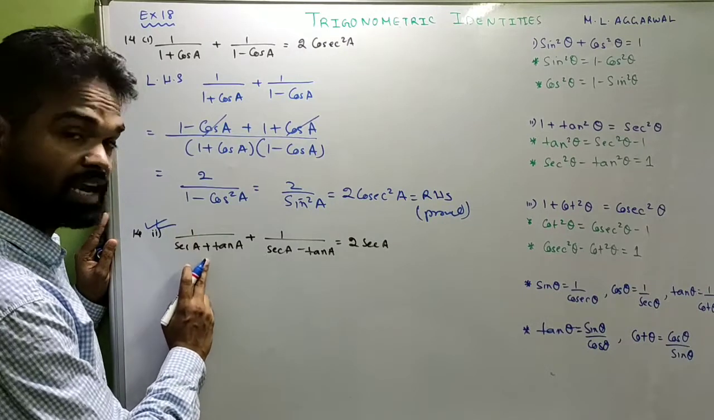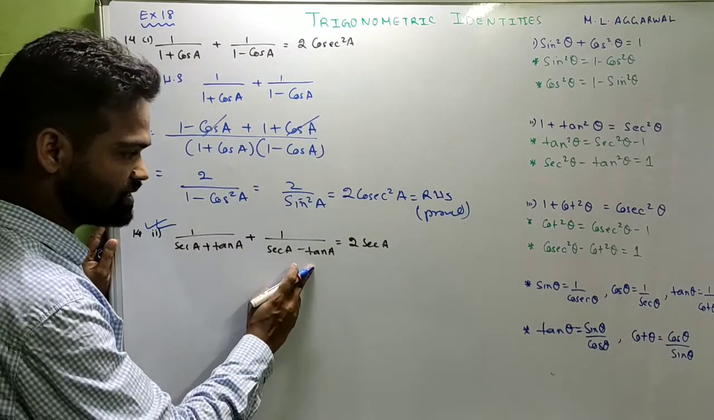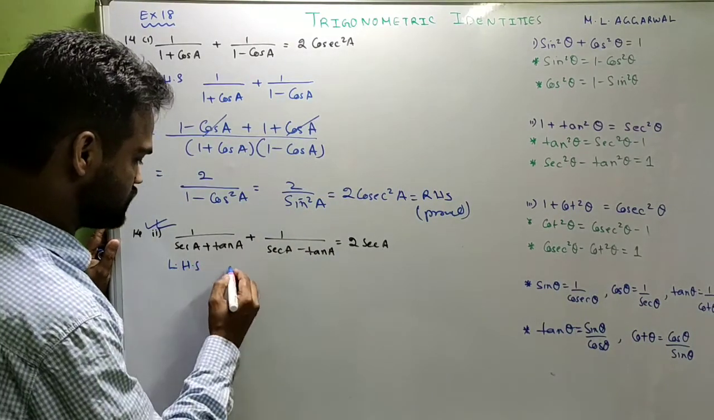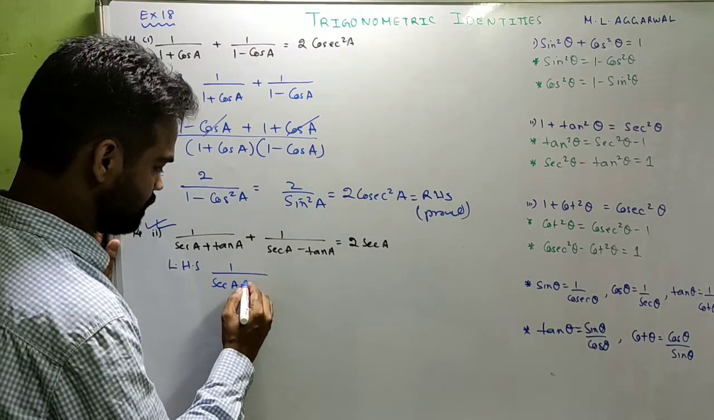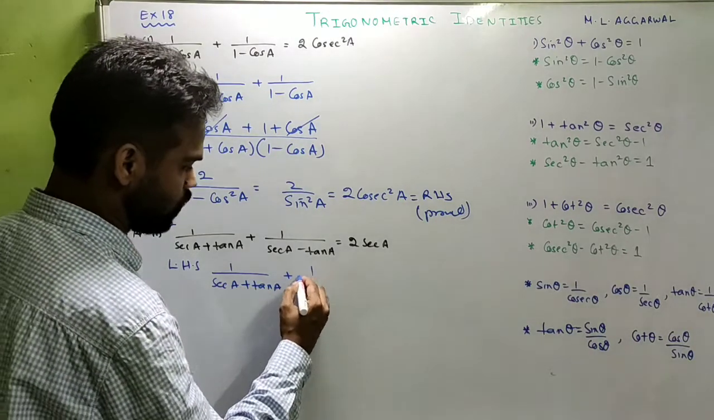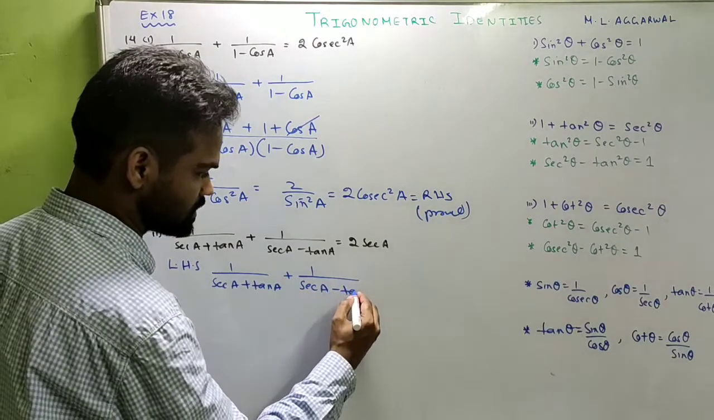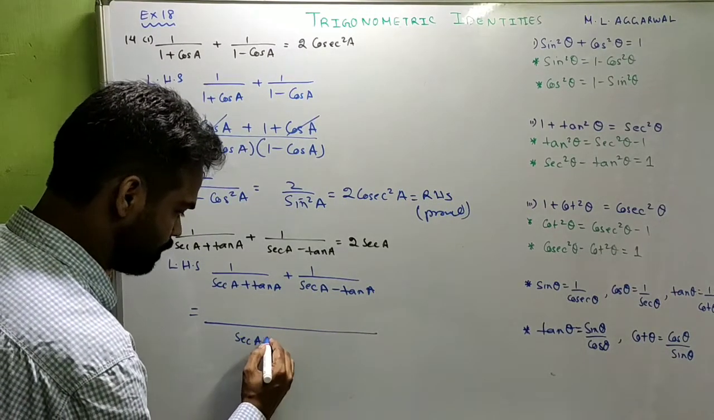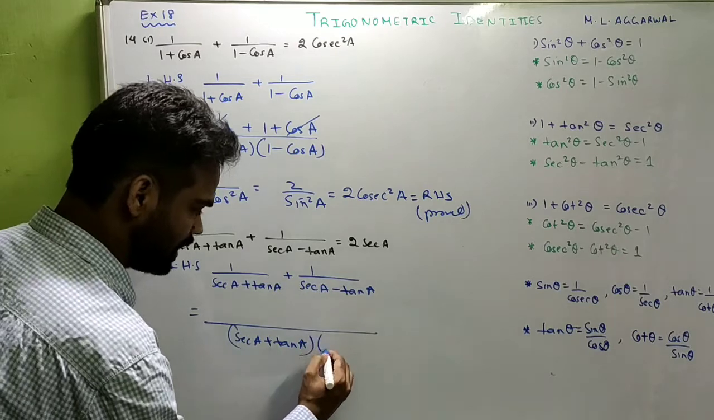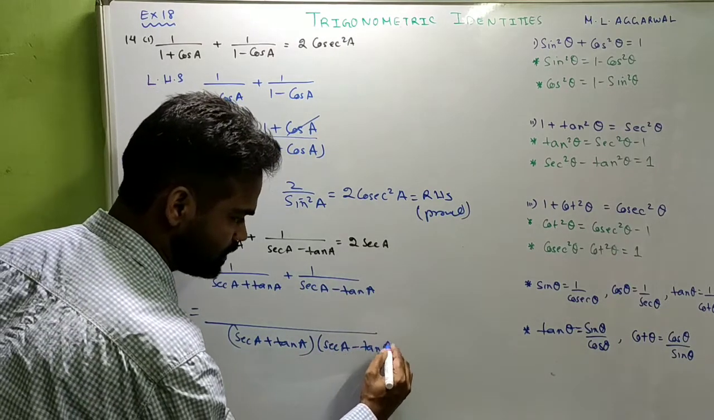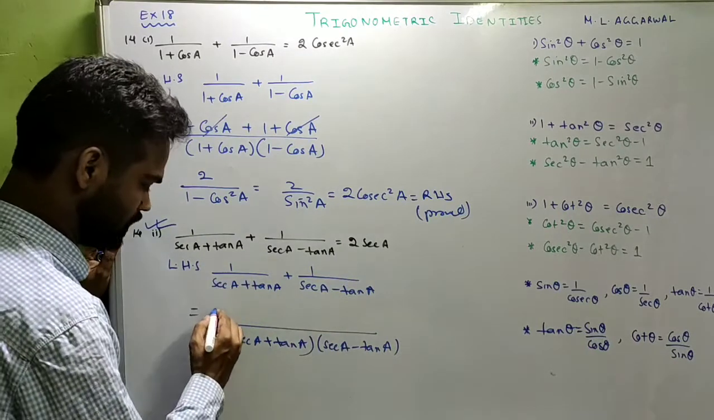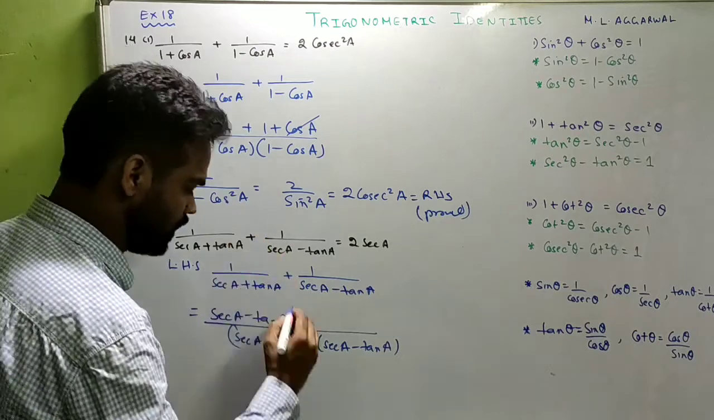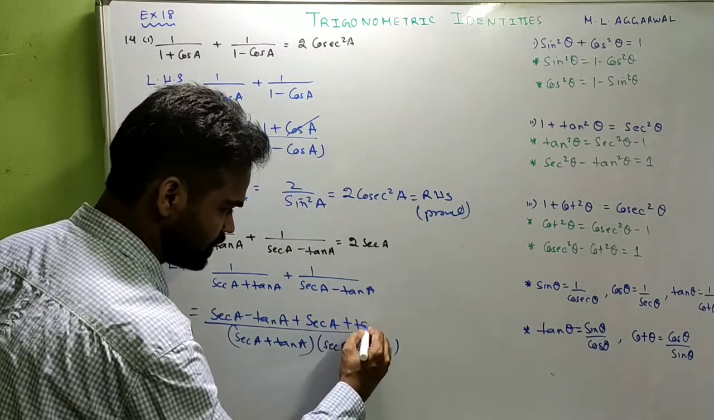Prove that 1 by sec A plus tan A plus 1 by sec A minus tan A equals to 2 sec A. Very simple. Take the LHS. This is 1 by sec A plus tan A plus 1 by sec A minus tan A. Now just look carefully. If I take LCM, this is sec A plus tan A multiplied by sec A minus tan A, and sec A minus tan A multiplied by 1 gives you sec A minus tan A, and sec A plus tan A multiplied by 1 gives you sec A plus tan A.